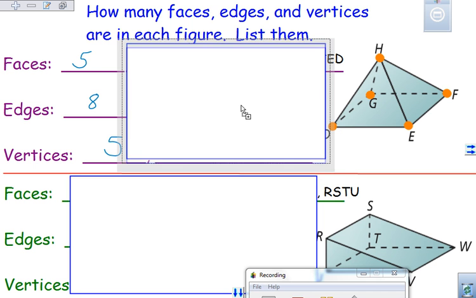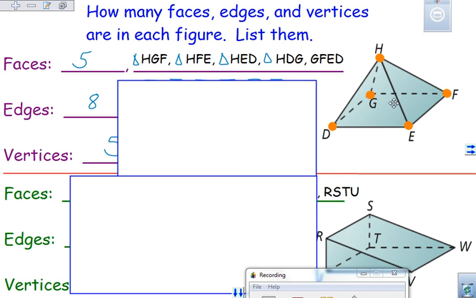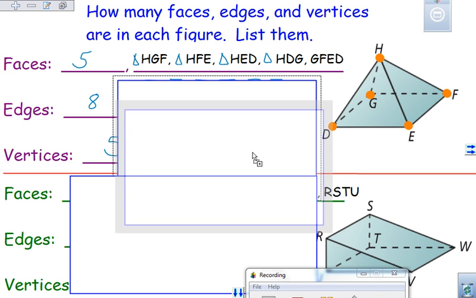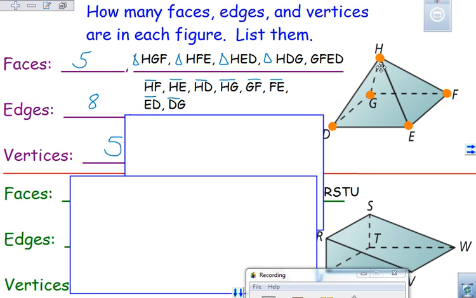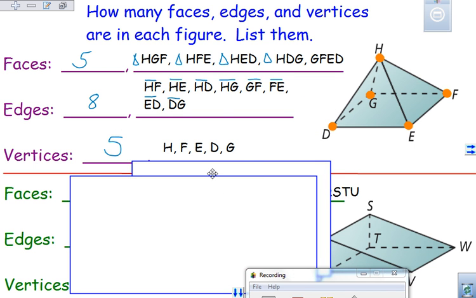And now if I needed to list them, my faces would be the 4 triangles. Those are called the lateral area. So triangle HGF, HFE, HED, HCG, and then the quadrilateral on the bottom, GFED. And then the edges would be segments, HF, HE, HD, HG. And then you could do the edges that are on the base. And notice my notation, they are segments. And then the vertices are just the points, so then you can just list the letter.